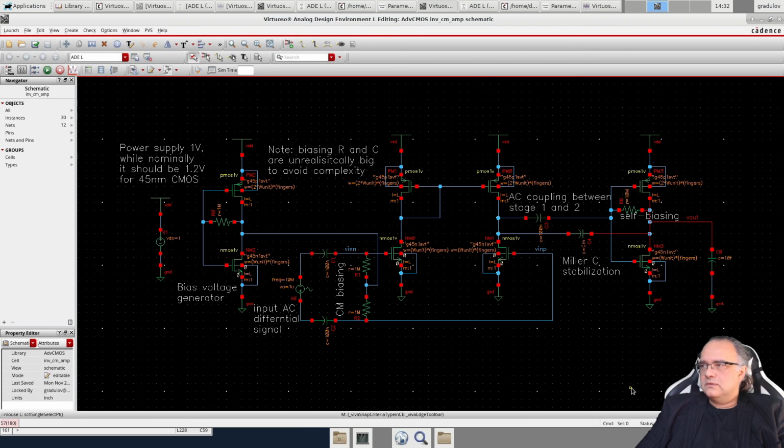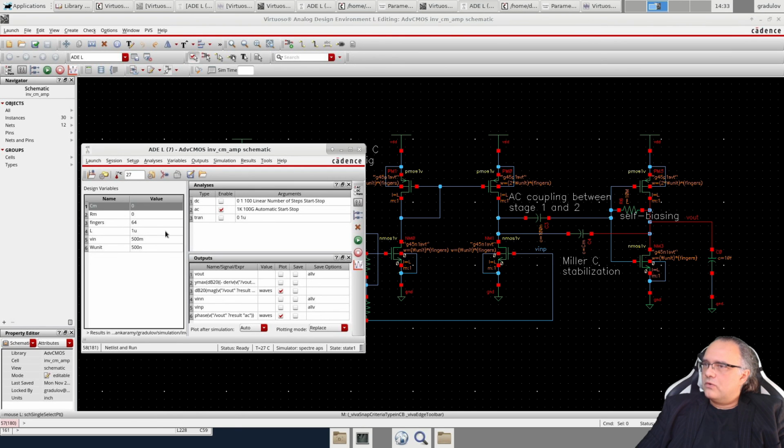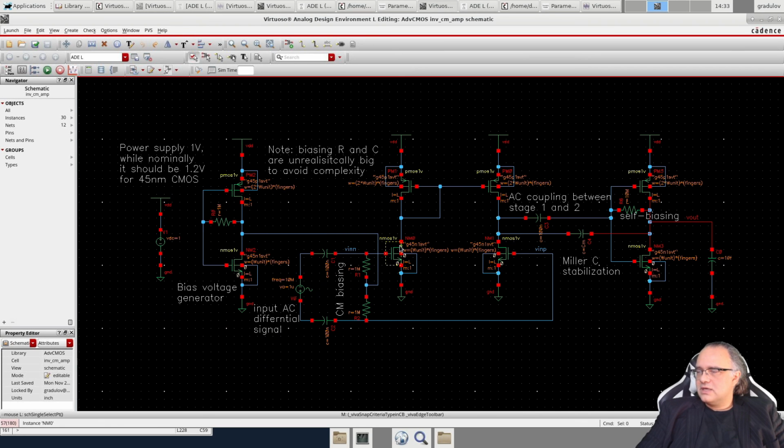For this demonstration, I have chosen absolutely the same W and L sizes for all transistors, for PMOS and for NMOS transistors, and they are common for all units here with these values. Now this is not optimal, of course, and you can further optimize it by allocating different gains for the second stage and for the first stage.